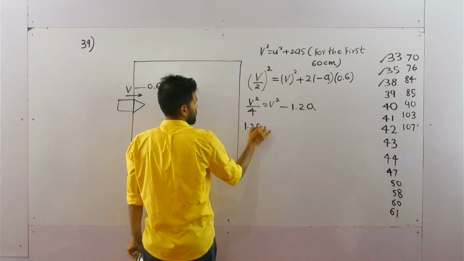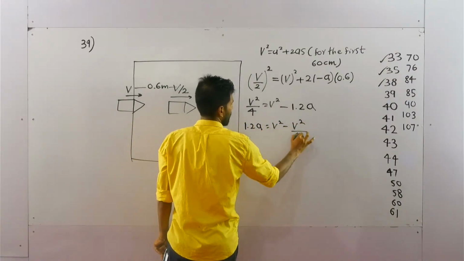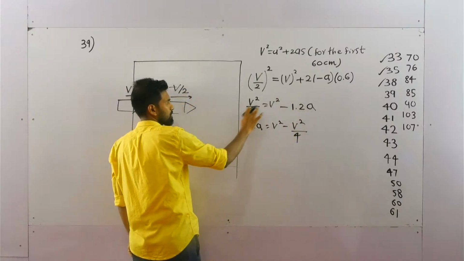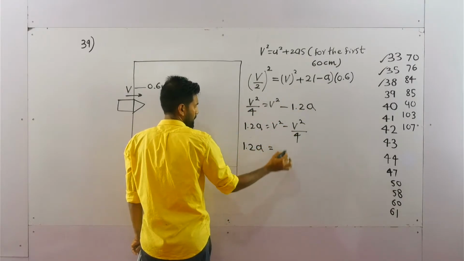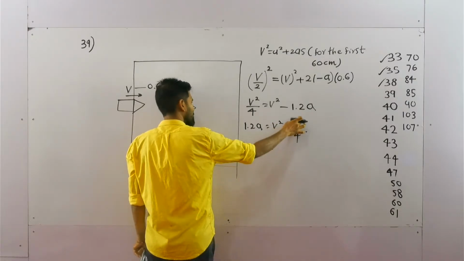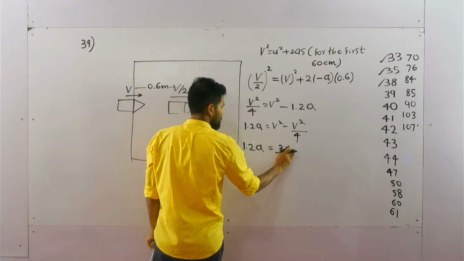So 1.2a is equal to v squared minus v squared over 4, which is 3 over 4 v squared.